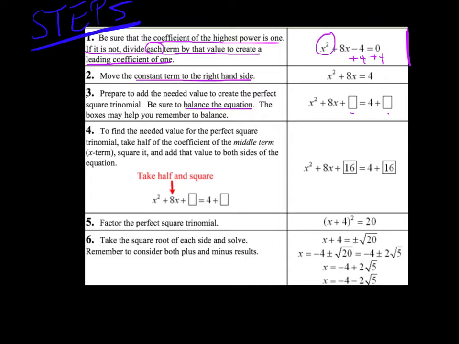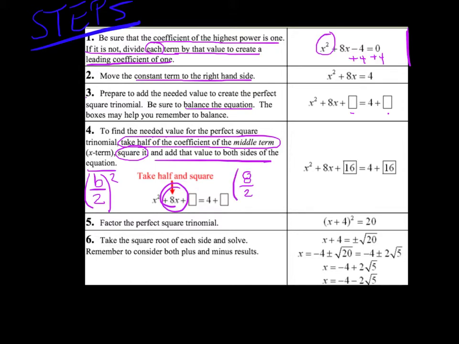Step 4. To find the needed value for the perfect square trinomial, here's the rule. Take half the coefficient of the middle term, square it, add that value to both sides. So let me write it out. We're taking that b, dividing it by 2, and squaring it. In this case, I'm taking 8, dividing it by 2, and squaring it. 8 divided by 2 is 4, squared gets me 16. So notice that's what they put in those boxes. They added 16 to both sides.